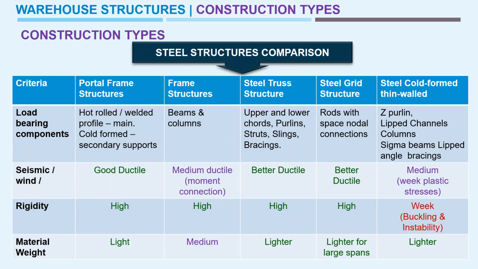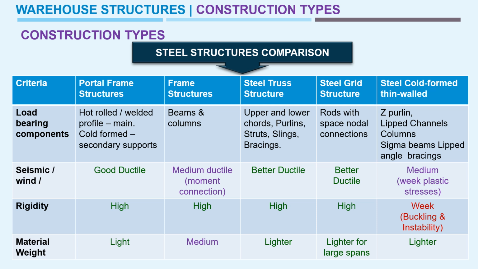So let me look into the comparison between all these five types. The first criterion or category is load-bearing components. Here, in portal frame structures, the load-bearing components are hot rolled welded profiles, used for main structural members: columns, beams, rafters, tie beams and bracings. Cold formed sections are used as secondary supports like purlins and side rails. So these are the secondary supports to be used. Sometimes the door openings can also be cold formed.